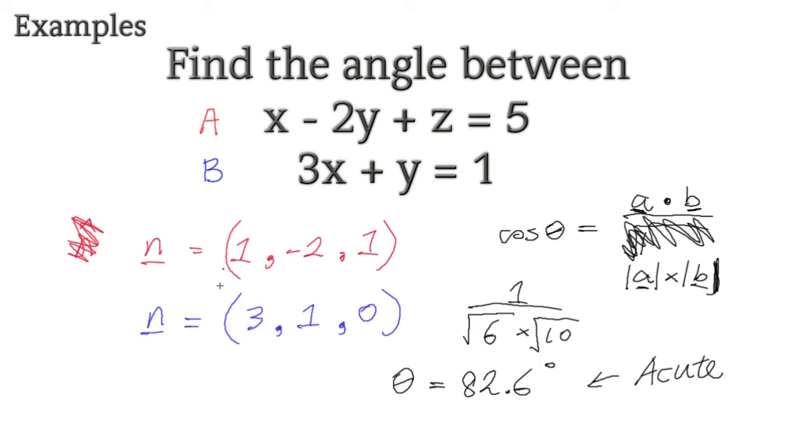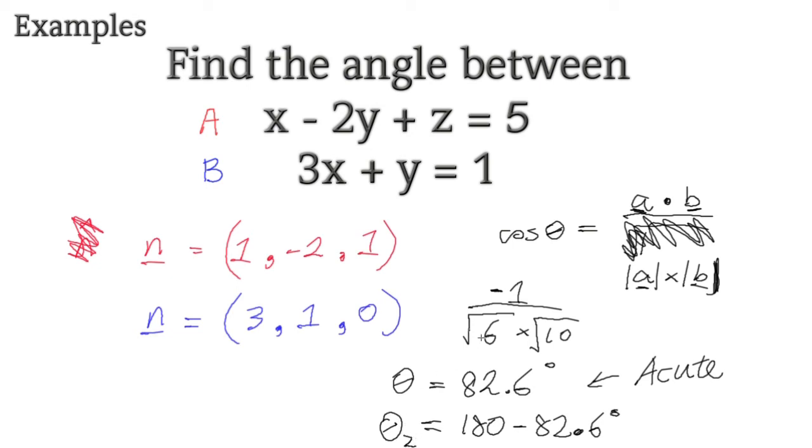If we swapped the normal vector, rather than writing this equation like this, we can state that minus 3x minus y equals minus 1. It will be exactly the same two planes, except the normal vector now has a negative component, and when you do the dot product, we get minus 3 plus 2 plus 0 gives us minus 1 instead. So if this is minus 1, then this angle would turn out to be 180 take 82.6.